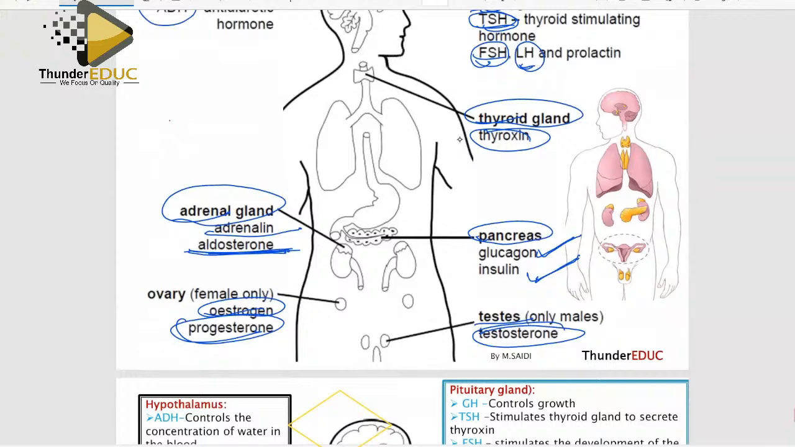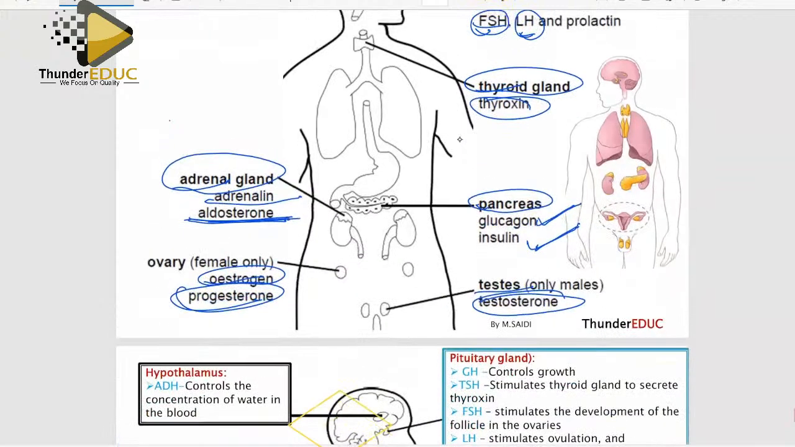So now let me talk about the function of each. Let me start with the testes because everyone knows the testes. They produce testosterone. What is the function of testosterone? Testosterone is responsible for secondary sexual characteristics, the characteristics which show that you are a man. I heard that there are some people who inject themselves with testosterone so that they become Superman.